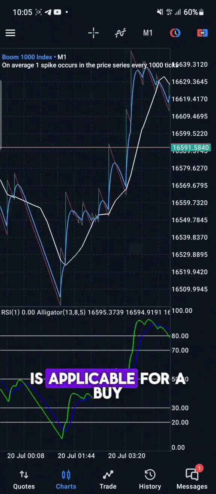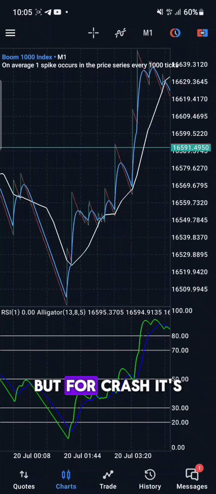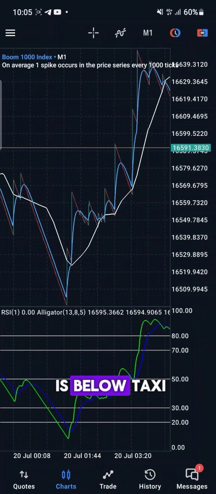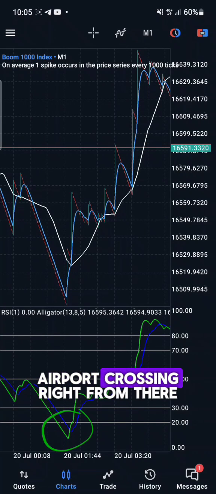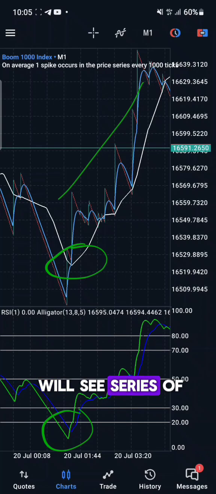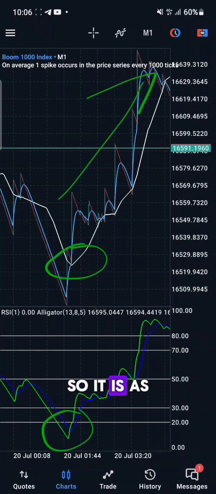The same thing is applicable for a buy, but for a buy, it's going to be a spike for Boom. But for Crash, it's not going to be the normal trend. Once it is below 30 and you get an upward crossing right from there, you place your order, and you will see a series of spikes happening around there, just the way you are seeing it right now. So it is as easy as that.